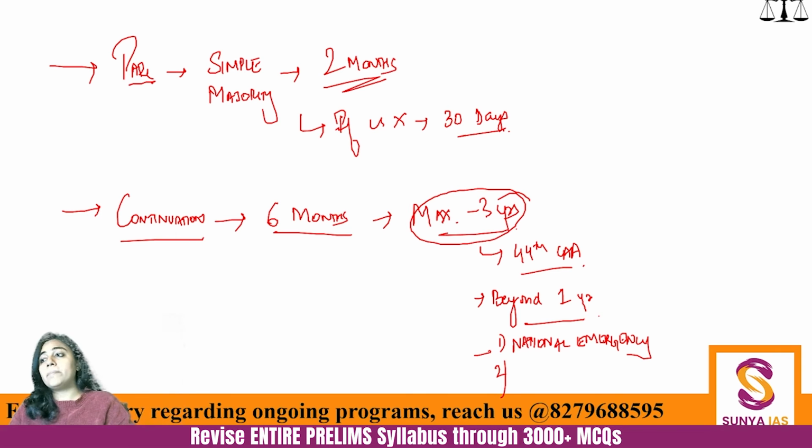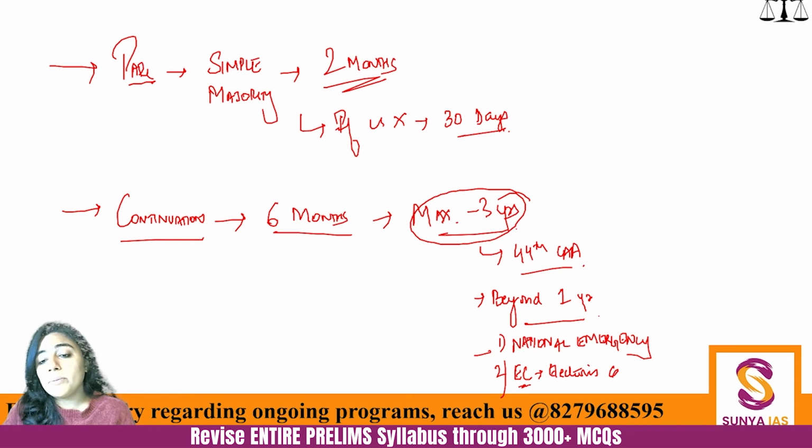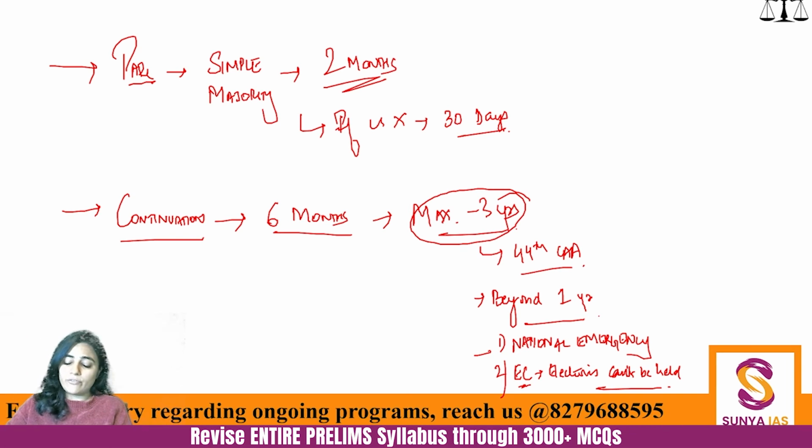So one reason can be that national emergency is in force. The second reason is that the Election Commission of India has certified that elections cannot be held in that particular state. These two things have to be achieved over there.